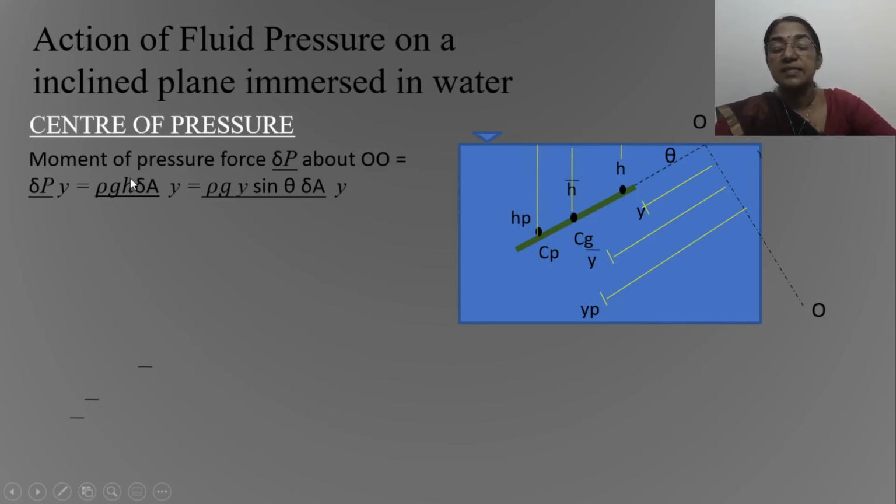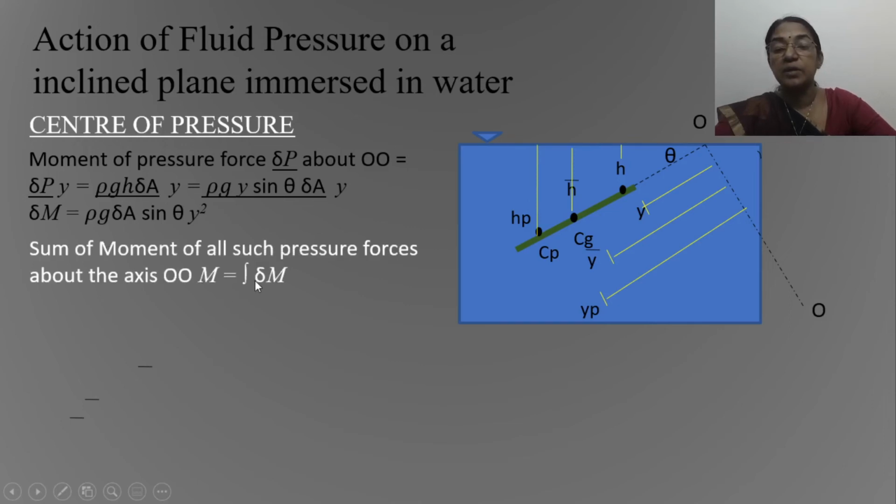Again, we replace h by means of h equal to y sin theta. So this expression is equal to rho g into h, now replaced by y sin theta, into delta A into y. So it can be written as delta M equal to rho g into delta A into sin theta into y square. Sum of the moment of all such pressure forces, M equal to integral of dM. So it can be written as M equal to rho g sin theta, that we have taken outside, into integral of y square delta A.